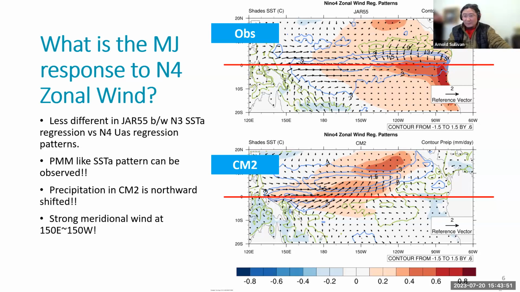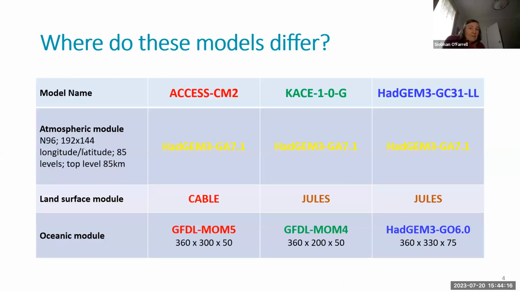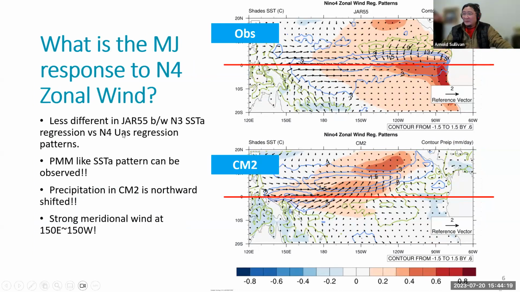In this one, the index is the Niño 4 winds that is then being regressed against everything else, rather than Niño 4 SST. Sorry, yes, it's Niño 4 winds rather than SST that you're using as your regression. Niño 4 UAS regression patterns, the zonal wind in the Niño 4 region. Yes, I did mention that.